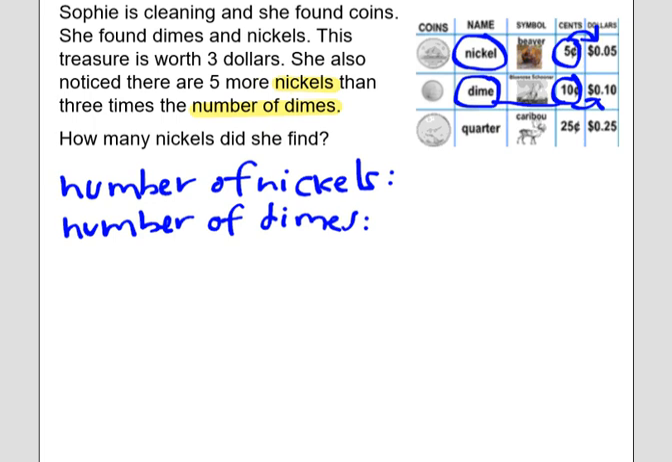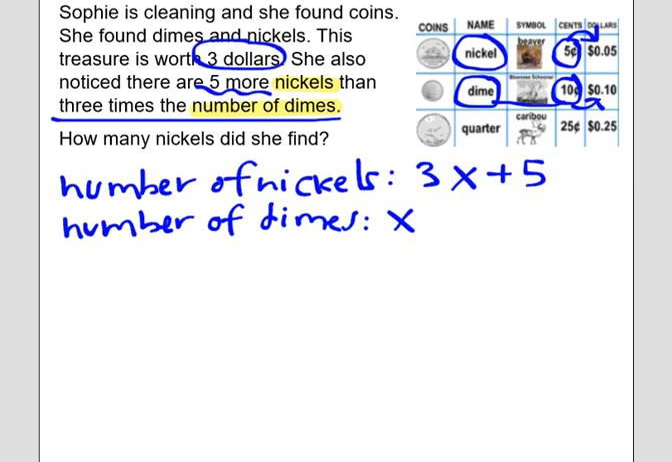Now they're telling you that there's 5 more nickels than 3 times the number of dimes. So you know how to write that? 3 times the number of dimes. Let's call the number of dimes x. So that would give us 3x, 3 times the number of dimes. But there's 5 more, so we need to do plus 5. So 3 times the number of dimes, but 5 more. So plus 5. Now, how do we use the $3?